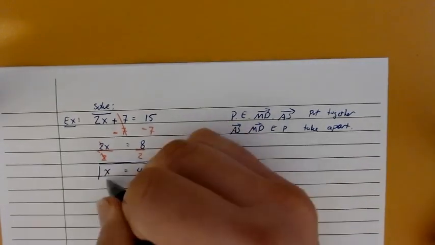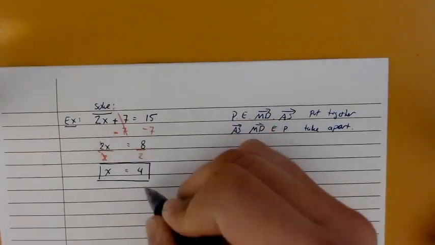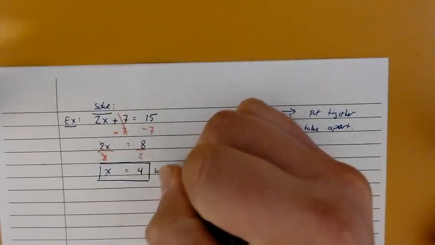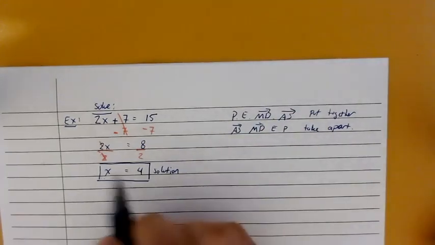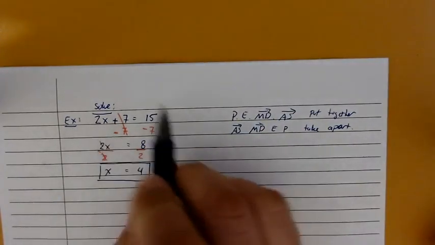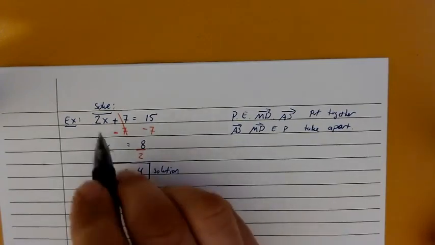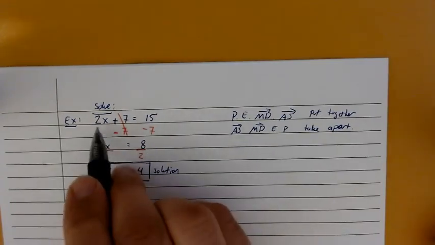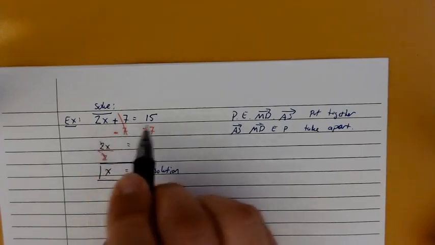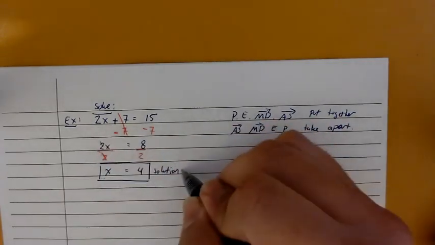Now remember, whenever we solve an equation, we find the solution. That means that if you take this number and substitute it back in, it should give you a true equation. So if you are not sure, you can always double check by plugging that back in. 2 times 4 is 8, plus 7 is 15. So sure enough, that actually does work out.